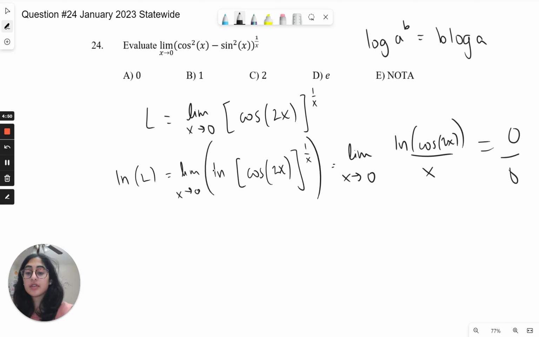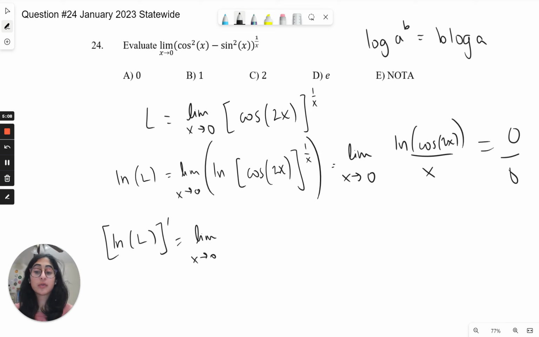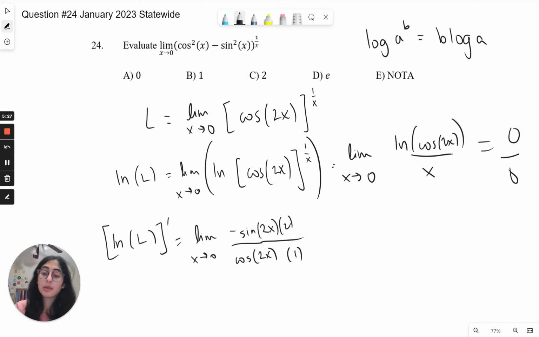So I'm going to say the natural log of our limit is equal to the limit as x approaches 0 of the derivative of the numerator, which is 1 over cosine of 2x, but we can't forget to multiply this by negative sine 2x times 2 by chain rule. And then we also have to divide this by the derivative of x, which is the denominator. But that's just 1, so it doesn't really do much. I mean, there's a 1 there, but it doesn't do much. So I'm just going to leave it there.